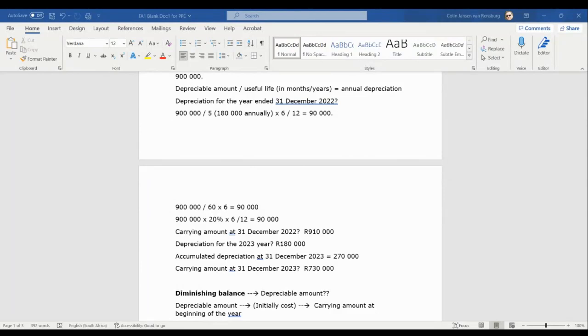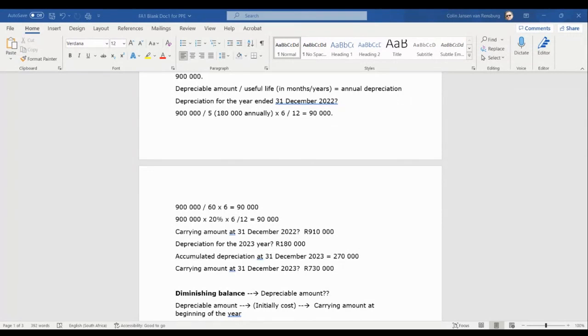Crazy question. It's worse than silly. Sorry for that. I just want to establish this principle. What is its carrying amount on the 1st of January 2022? Nothing. Right. We didn't own it yet. So there was no carrying amount on the 1st of January 2022. So therefore, we cannot use that as a depreciable amount.